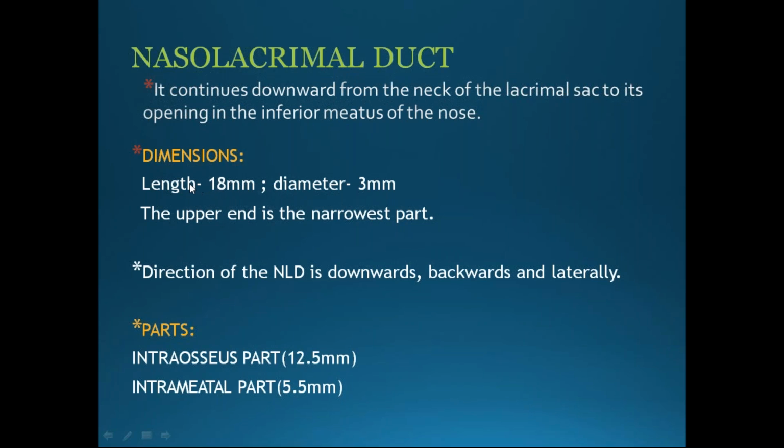The length of the nasolacrimal duct is about 18 mm and the diameter is about 3 mm. The upper end is the narrowest part. The direction of the nasolacrimal duct is downwards, backwards, and lateral.